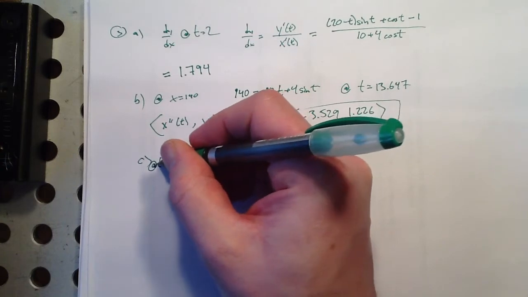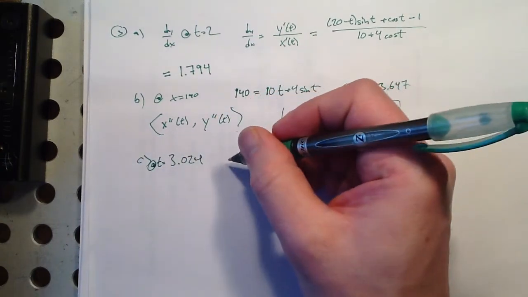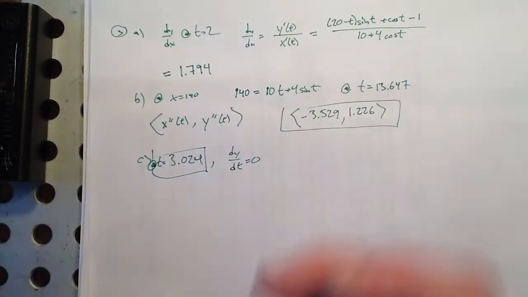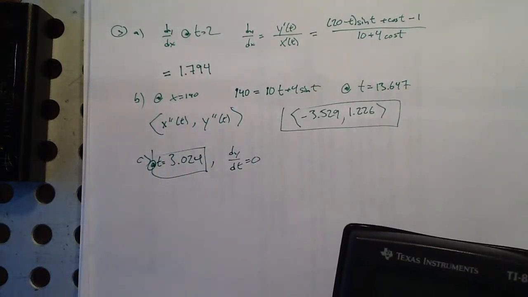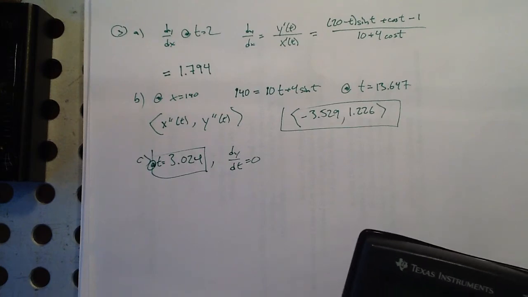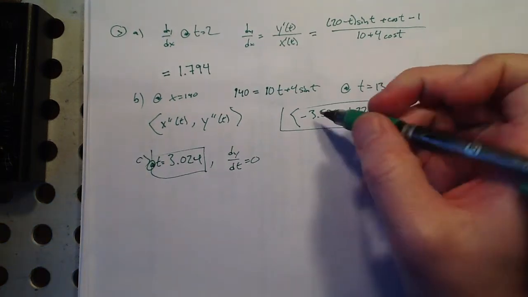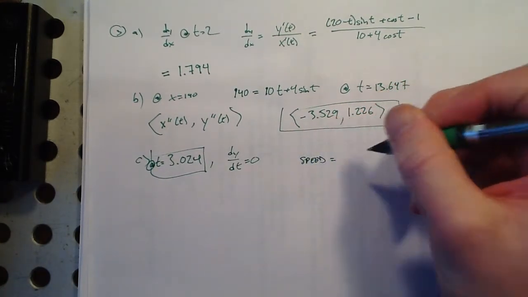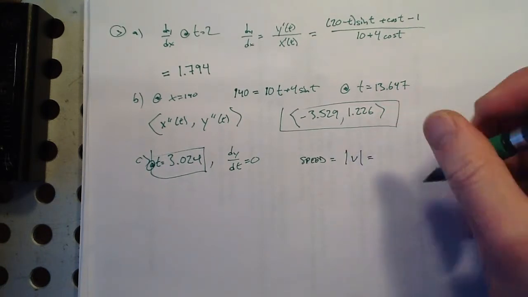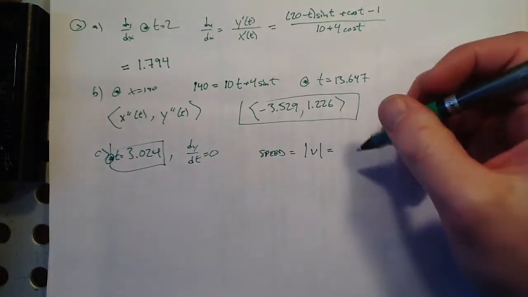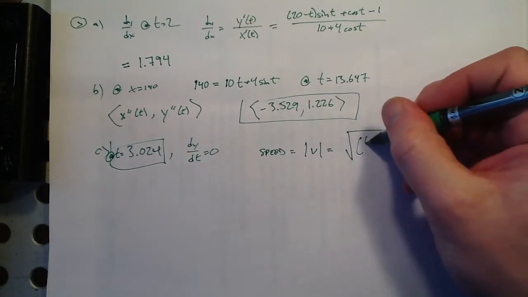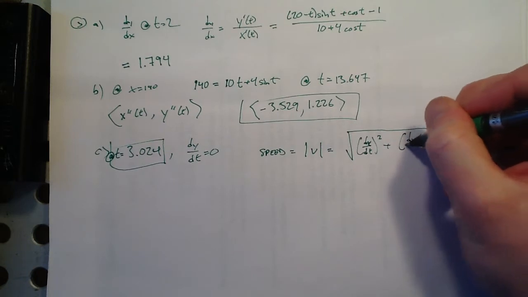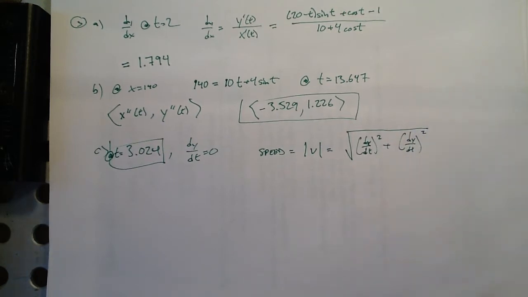And just to be clear, I'm going to say at time t equals 3.024, dy dt is equal to 0. That's the first part of that answer. And now they want the speed in meters per second of the car at this time. Okay, so speed is equal to the absolute value of velocity, which is here the magnitude of the velocity. That's the square root of dx dt squared plus dy dt squared.